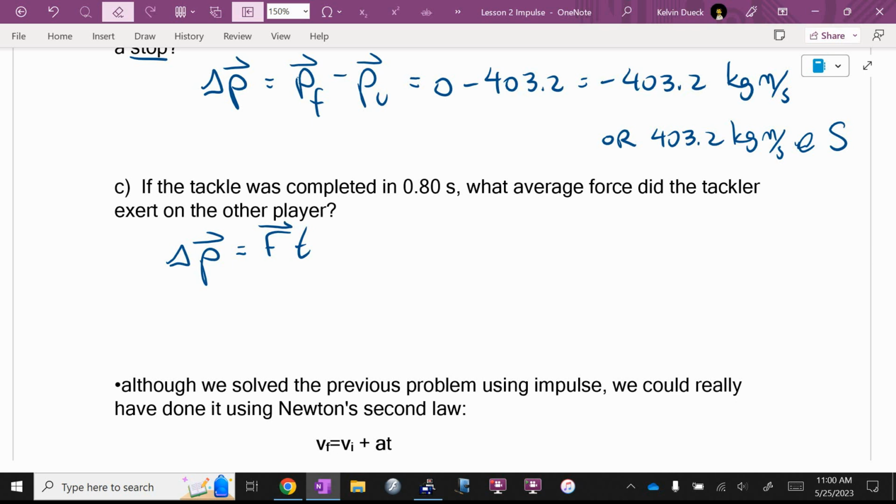Get the F by itself. This is actually what Isaac Newton wrote as his Newton's second. I told you Newton's second was F equals ma. He was much more interested in impulse and change in momentum, so he wrote it this way. Okay, it's going to be negative 403.2 divided by 0.8.